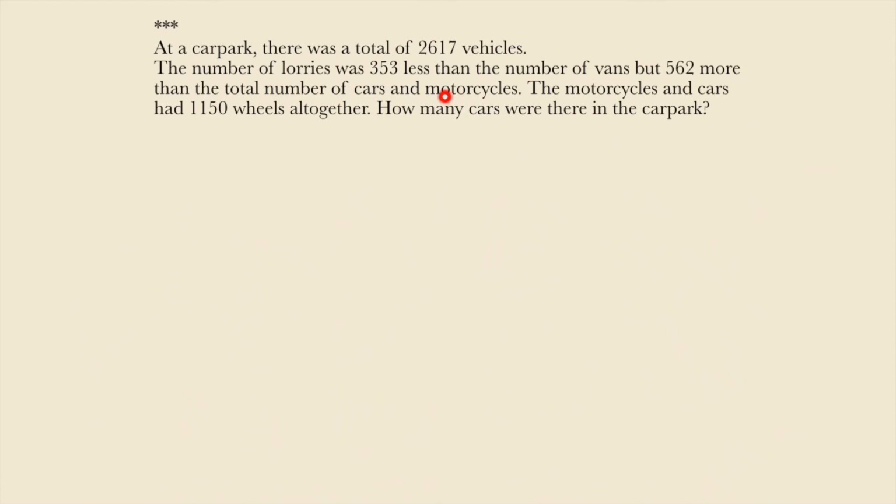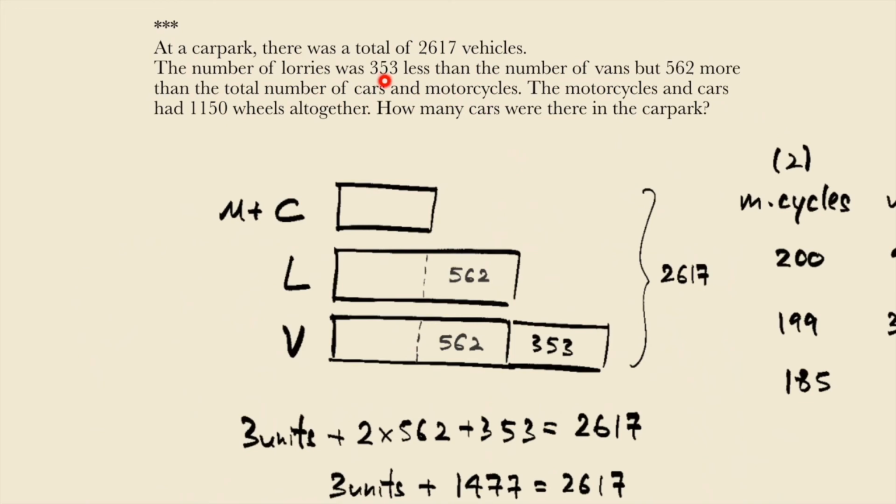You actually should draw a model to better understand what's happening here. Lorries 353 less than vans. That's easy to draw, isn't it? So just draw a long bar for lorries, and if lorries 353 less than vans, that means vans 353 more than lorries. So I'm going to draw a longer bar here with 353 longer than the number of lorries. So these are the two bars I first drew. Then consider the next part of the sentence here. But the number of lorries, don't forget, you see the word but here?